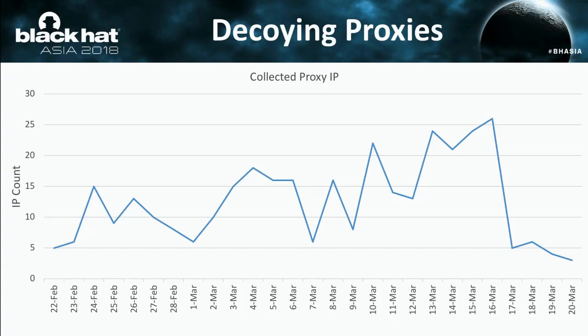So this is the analysis result for 1 month, from 22nd February to 28th March. This figure shows the count of unique proxy server IP addresses we could generate each day. If you take a look at this, you will find that on 16th of March, we got more than 25 IP addresses. And within 1 month of analysis, we got 313 IP addresses of the proxy server, which might lead to takedown of these proxy IP addresses.